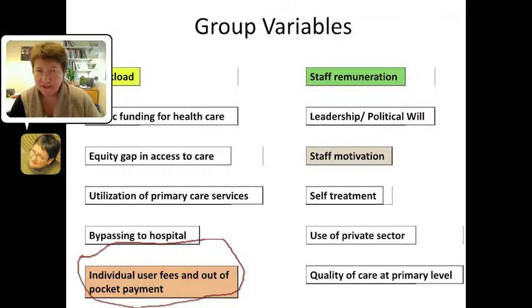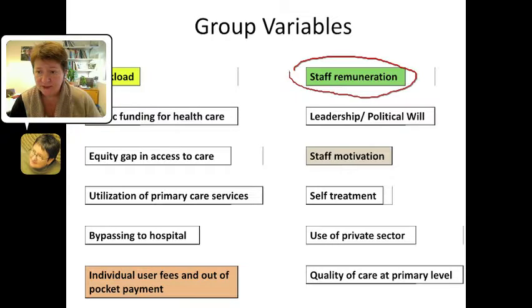Well, in this context, we're talking about money that people have to pay in order to use services, be they public or private, but they're paying for them out of their own pocket. So it's the money that people pay in user fees and the money that people are paying in out-of-pocket payments. Similarly, in this context, when we talk about staff remuneration, we're talking about all money and incentives that staff receive for work done. These might be money, but in this context, we're also talking about non-monetary incentives.